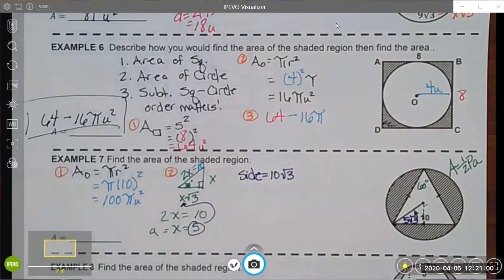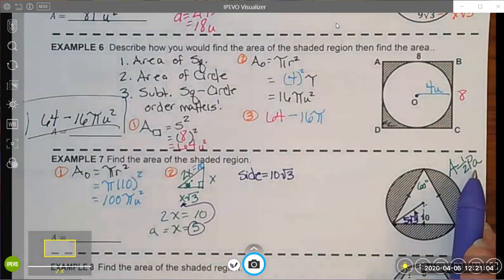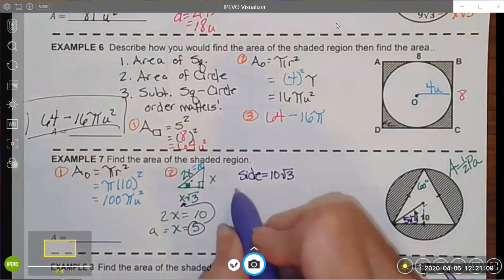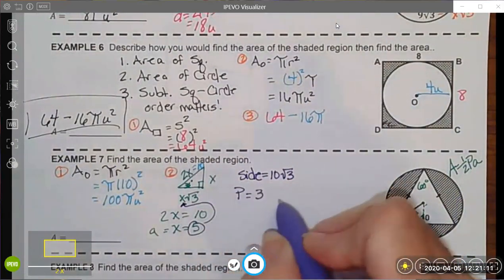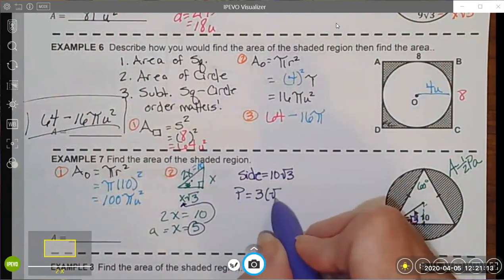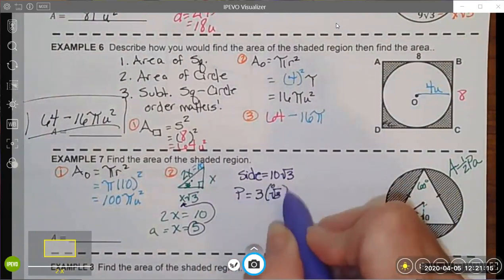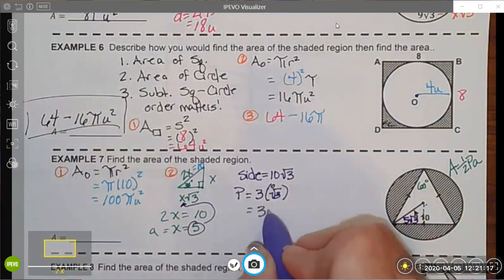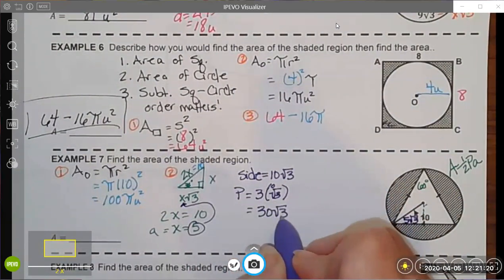That's helpful because I noticed that my formula requires me to find the perimeter. So I'm going to find the perimeter next. It's a triangle, so there are 3 sides, each being 10 square root 3, giving me a perimeter of 30 square root 3.